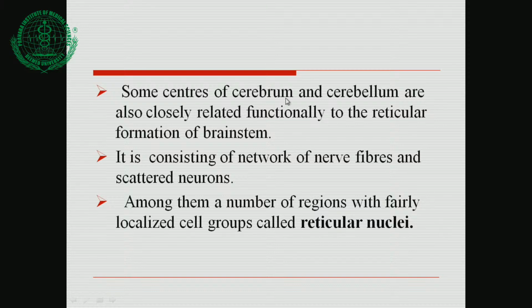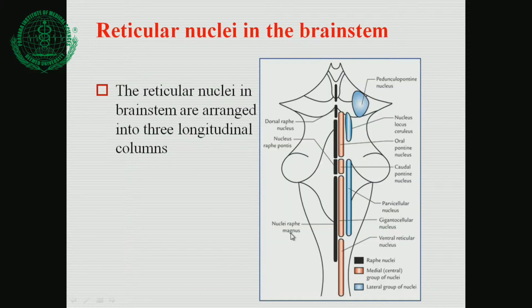Some centers of the cerebrum and cerebellum are also related functionally to the reticular formation of the brainstem. It consists of a network of nerve fibers and scattered neurons. Among them, a number of regions with fairly localized cell groups, called reticular nuclei, are also seen.